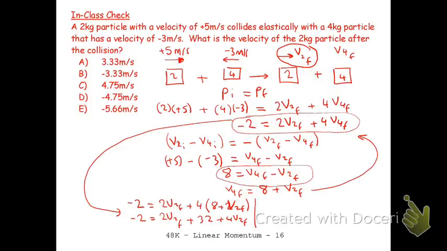And then let's rearrange. Let's take the 32 to the other side. That's minus 34 is equal to 6V2 final. So then V2 final is equal to minus 34 over 6, which equals negative 5.66 meters per second, and it's there.